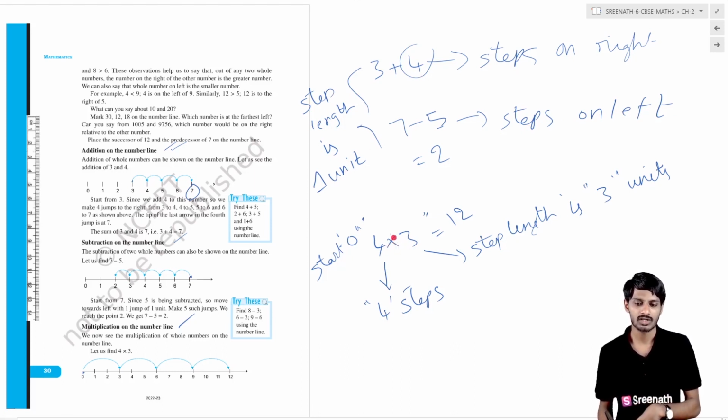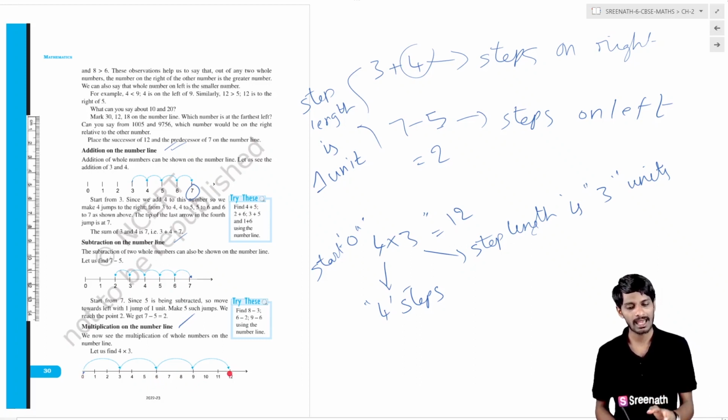Then what about multiplication? In multiplication, you have to start at 0. The first term represents how many steps you are going to take. Here it is 4, so you have to take 4 steps. And the second number represents the step length. Here the step length is 3 units. So 4 into 3 means you start from 0 on the number line and take 4 steps, and each step has 3 units length, 3 units distance, 3 units distance, like that.